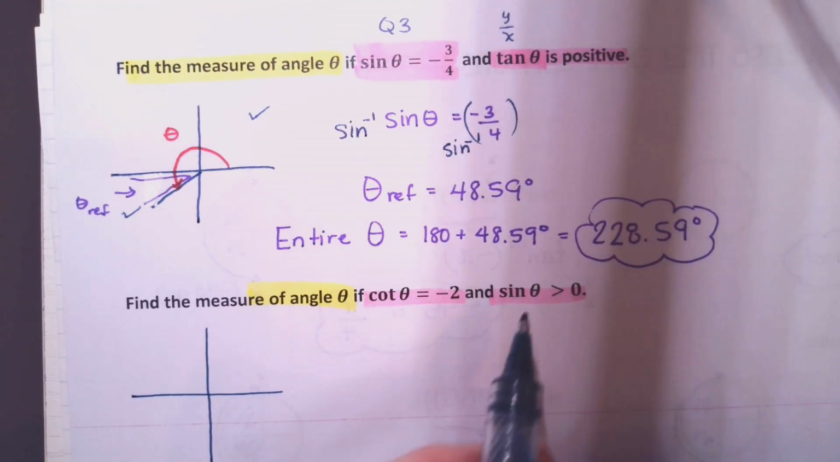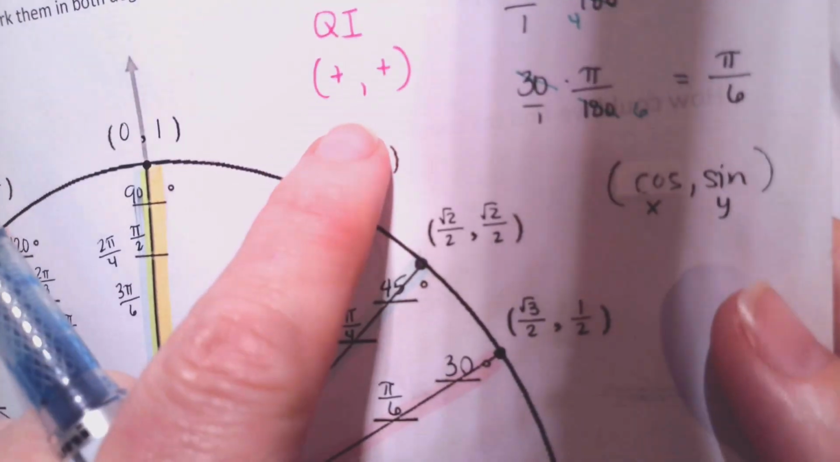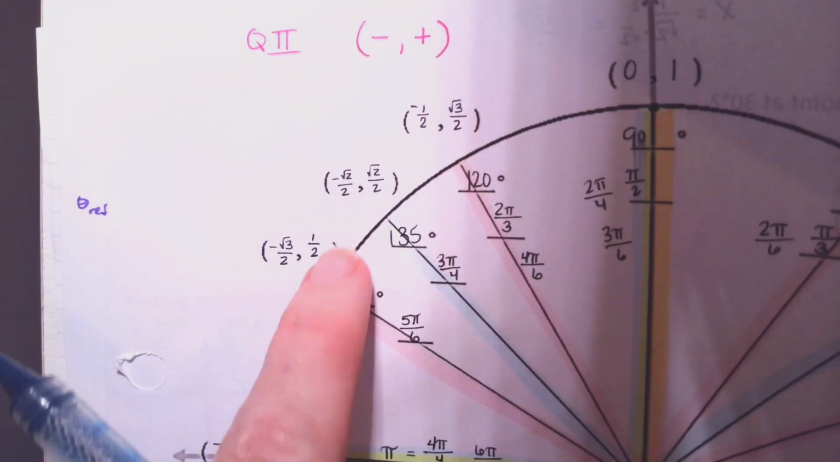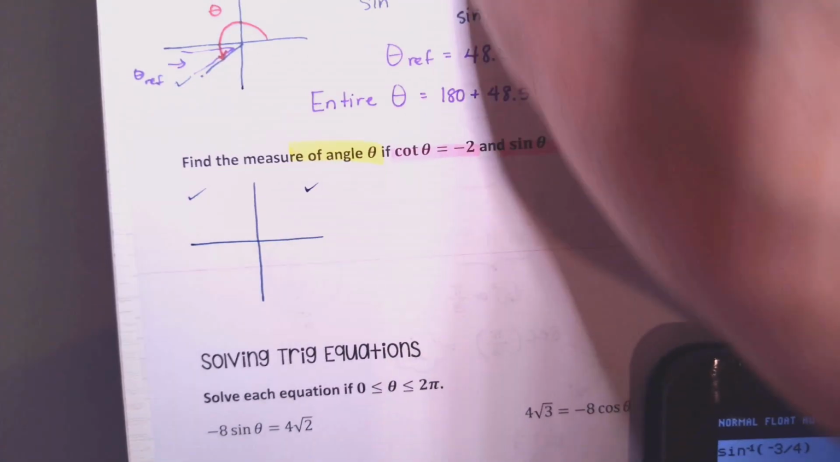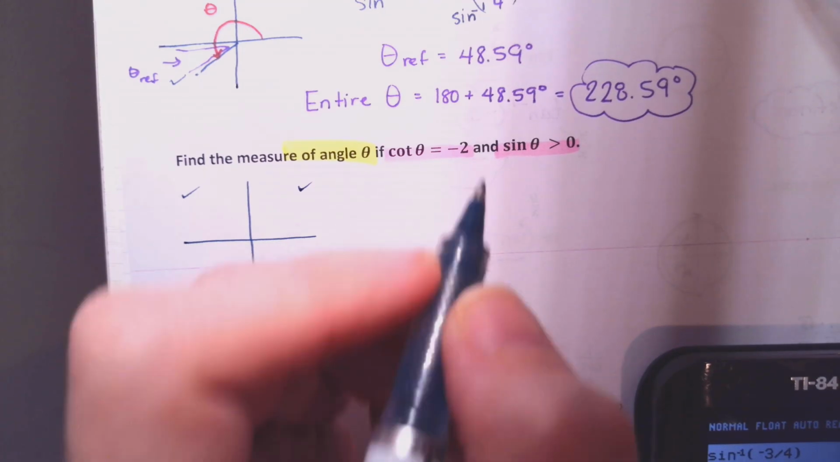And I was given 2 clues. First clue I'm given is that sine is positive. Sine is positive in 2 places. Sine is positive in quadrant 1. Sine is also positive in quadrant 2. Everywhere else it's negative. I'm going to check here, check here. Okay, I'm also told the cotangent is negative.